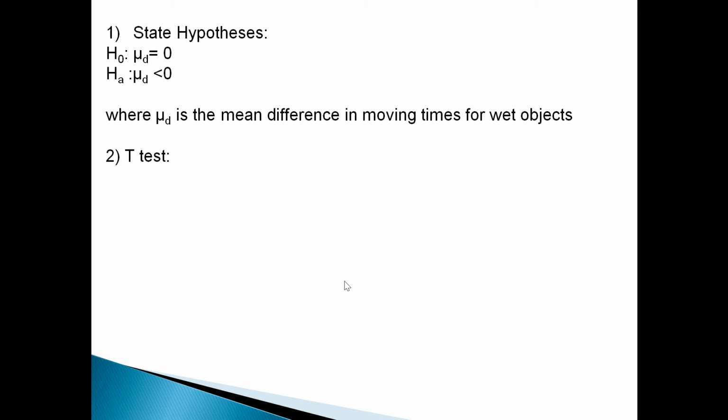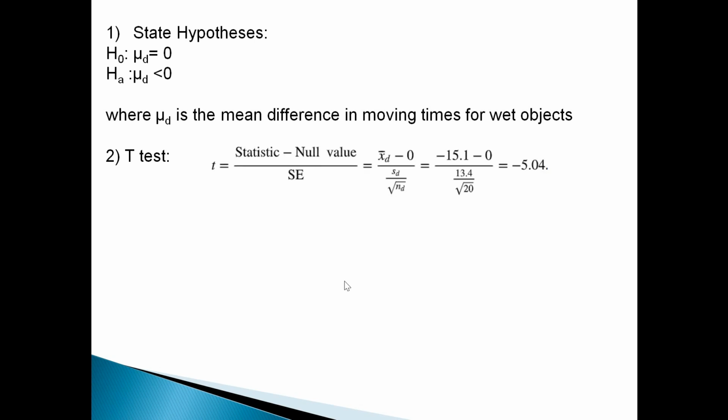The next, we need to find the t-test, and for that we need the formula. So t equals statistic minus null over standard error. And the statistic is given to me in the problem. That's -15.1 minus 0 is the null, over the standard deviation, which is also given to me in the problem, divided by the square root of n. And since I had 20 participants, n equals 20. Plug this in your calculator and you'll get t equals -5.04.